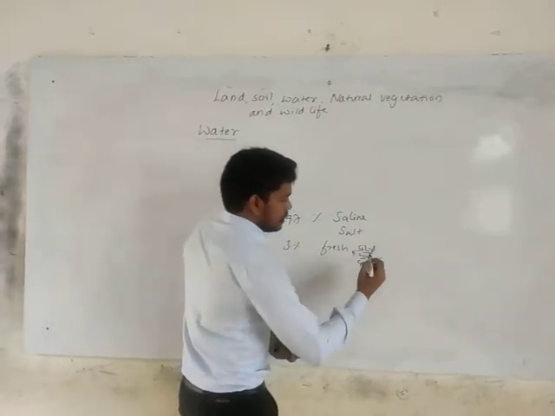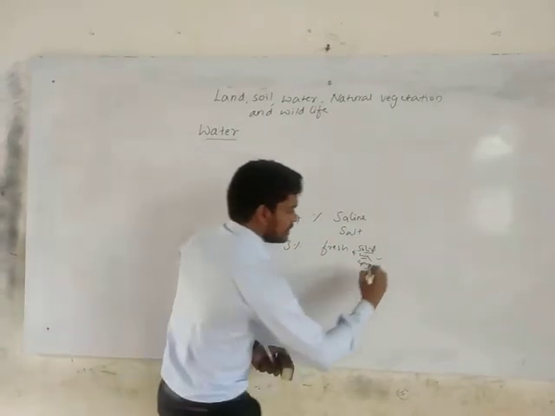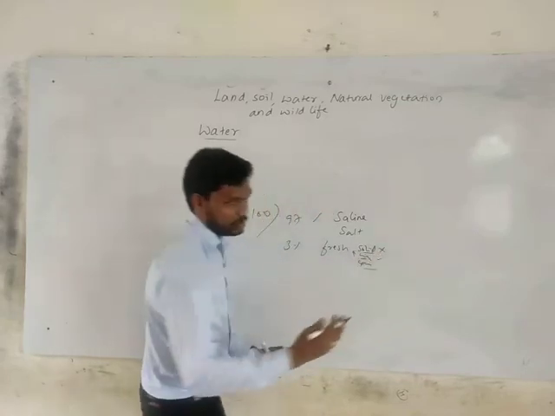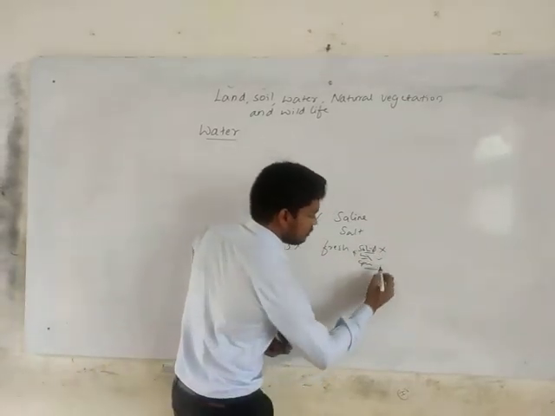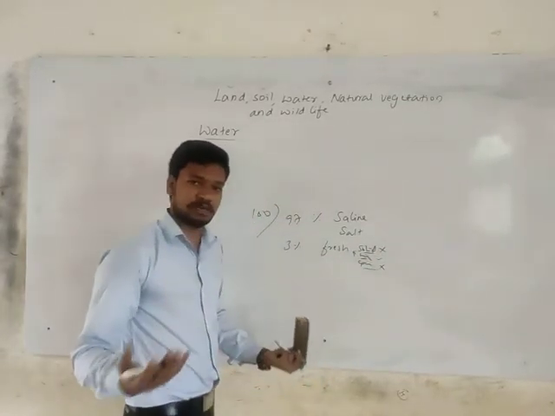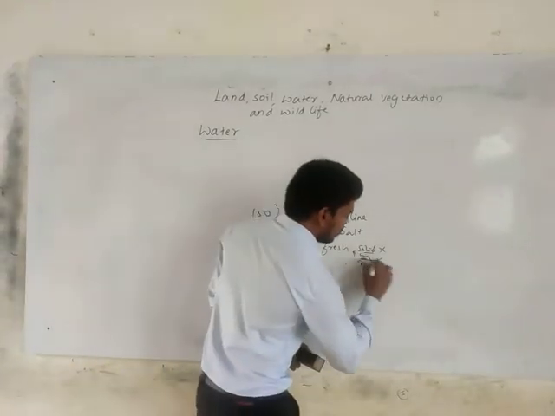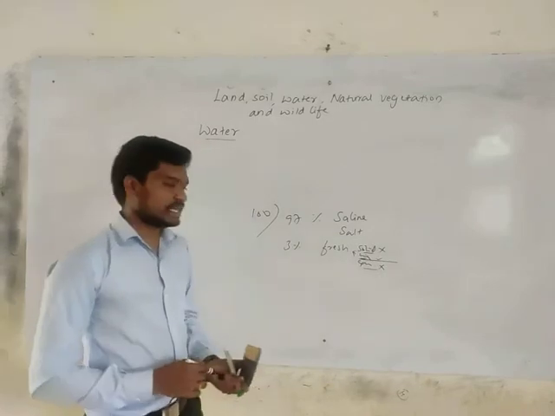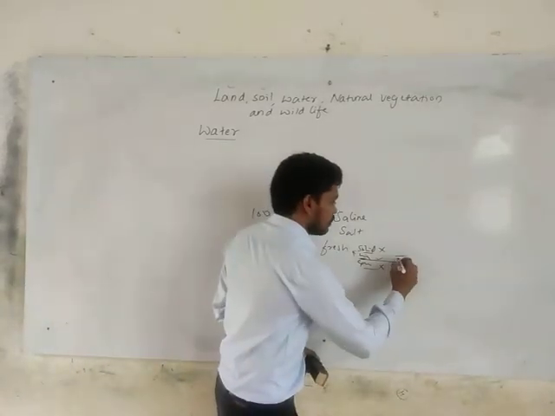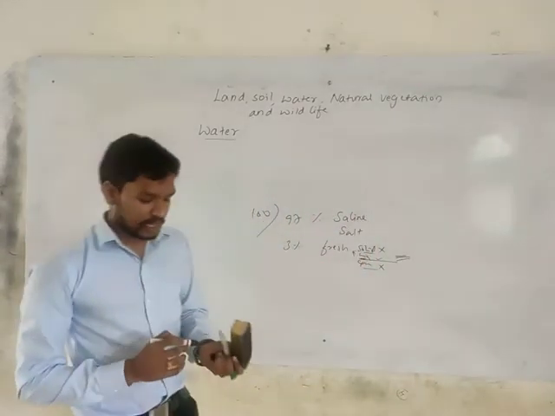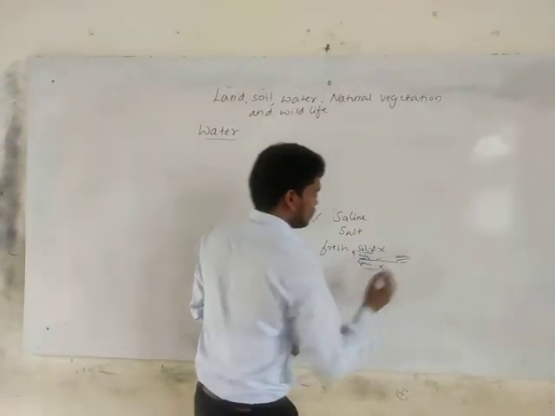So the fresh water which is available in solid form is not drinkable. The fresh water which is available in gaseous form is also not drinkable. It's not used by human beings. The one which is available in liquid form is useful. That's in the river, pond, underground, and rainfall.